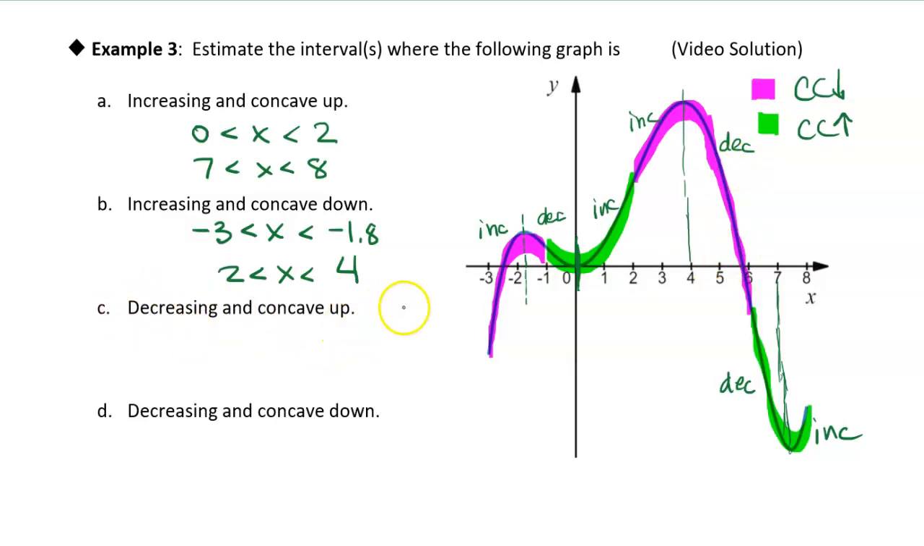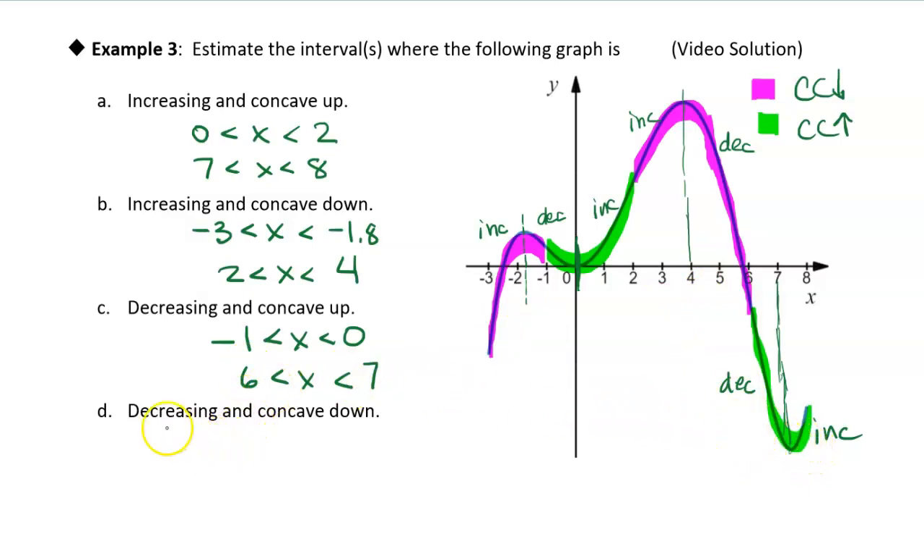Now decreasing and concave up. Concave up is green, and we want to find the intervals where it's decreasing. The first one is from about -1 to 0. From -1 to 0, it's decreasing and concave up. And then it's increasing, and then over here for x between 6 and 7, it's also decreasing and concave up.